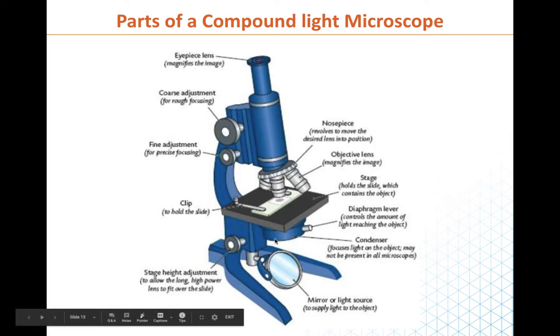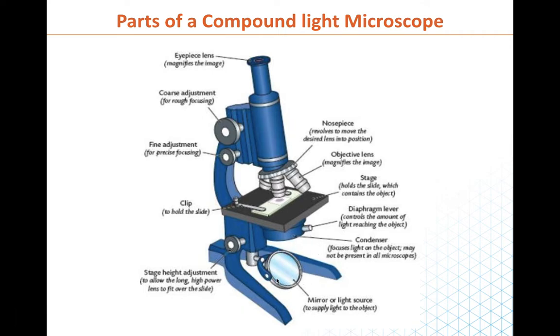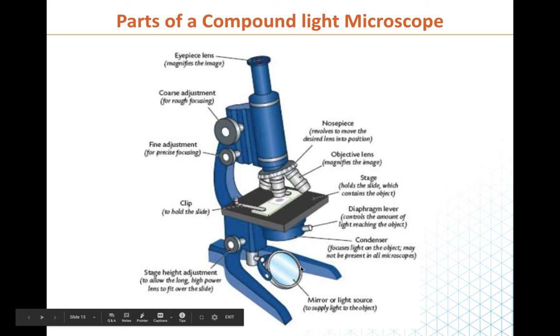It may be found down here or up here, which is called the diaphragm. In the lab that you're going to be doing today, it's going to be down here. So as you turn it, it allows more or less light to be shined on your sample.